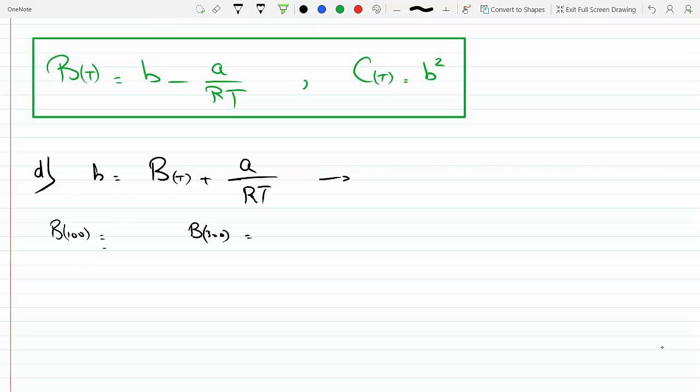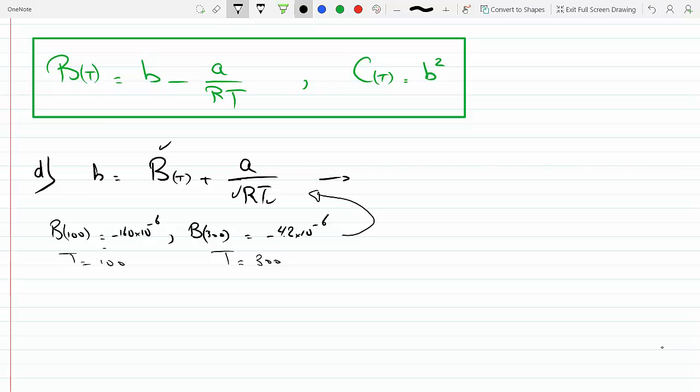Okay. We know that those are already given. B of 100 is minus 160 times 10 to the minus 6. And B of 300 is minus 4.2 times 10 to the minus 6. So this is for temperature 100. This is for temperature 300. We plug these in here. We get two equations for A and b. We solve for A and b, right? Because we know what R is, we know T, and we know this at that temperature. And once we know A and b, this is just basically algebra.